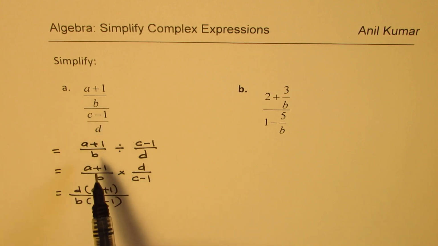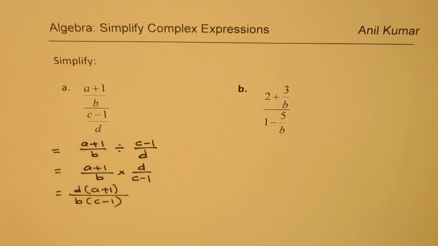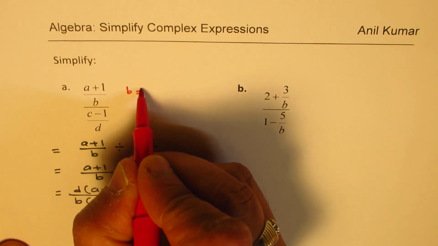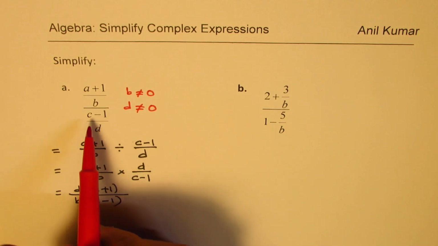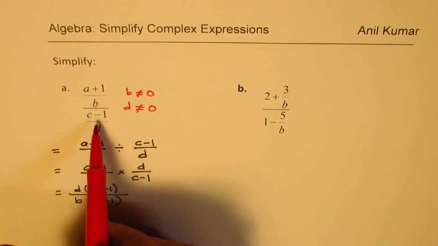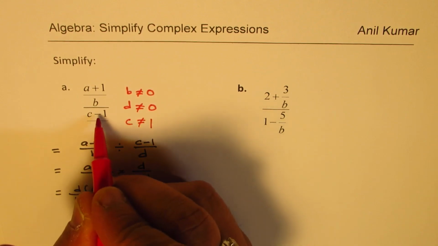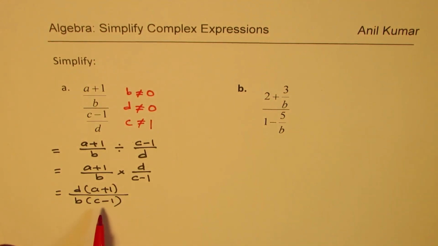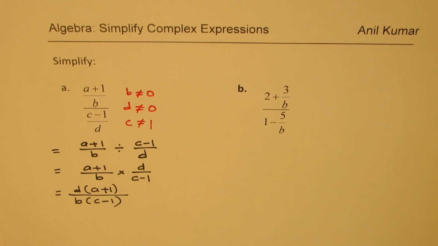Now whenever you have rational expressions like this, the denominator cannot be 0. So we also look into the restrictions. So in this particular expression, b is not equal to 0, d is not equal to 0. Even c minus 1, which comes in the denominator, cannot be 0. That means c is not equal to 1, right? So that is also a restriction. So these are all the restrictions for the given expression.